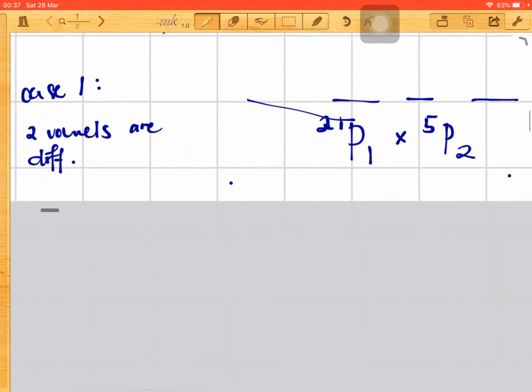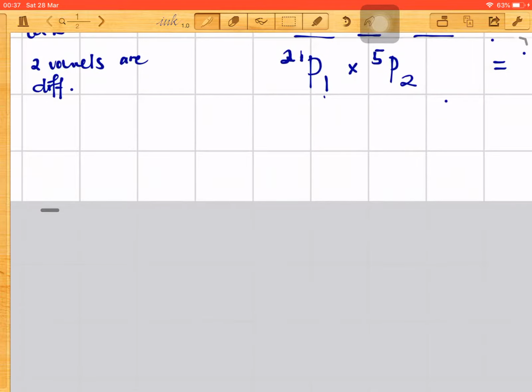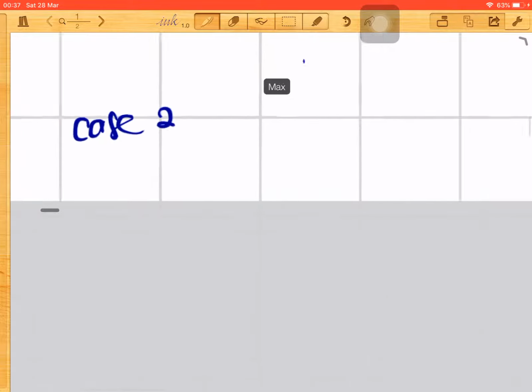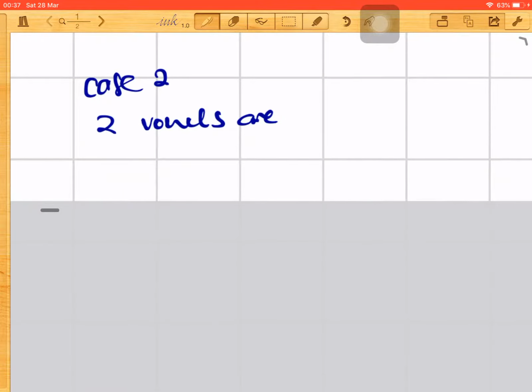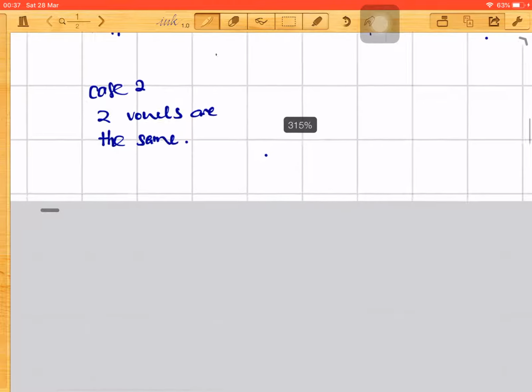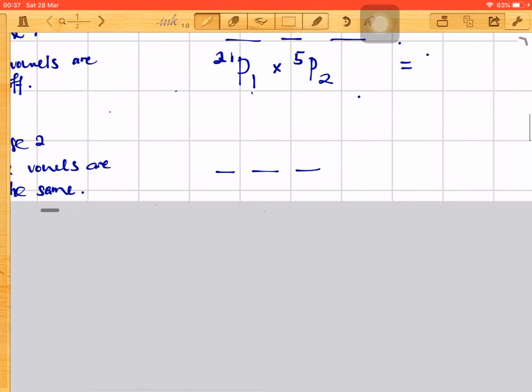So this is correct. We have to consider case 2, where the 2 vowels are the same. If the 2 vowels are the same, how we're gonna do it is, you still have 3 letters to choose from, and the first one we're gonna do 21P1.